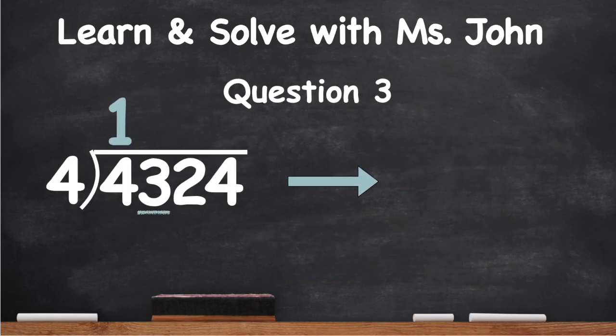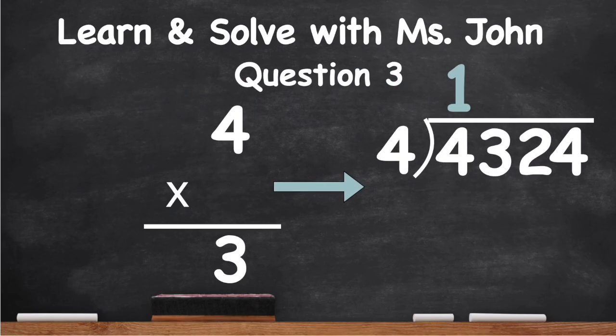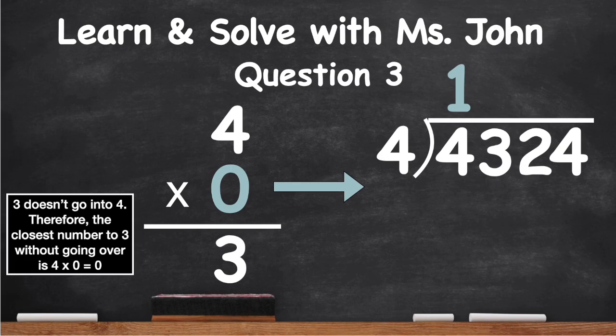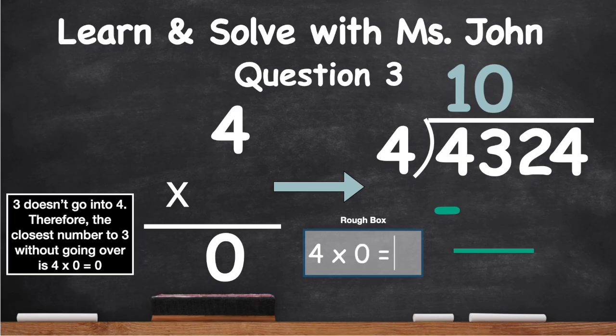So 4 times what gives us 3? The answer is 0. So remember, 4 doesn't go into 3. Therefore, the closest number to 3 without going over is 0. So 4 times 0. So we're going to bring that 0 on top of that 3. And then we're going to say, what are we going to subtract that 3 by? So in the rough box, we're going to write 4 times 0. 4 times 0 equals 0. So we're going to move that 0 underneath the 3 in the division section. Now we have to do 3 minus 0. 3 minus 0 equals 3.